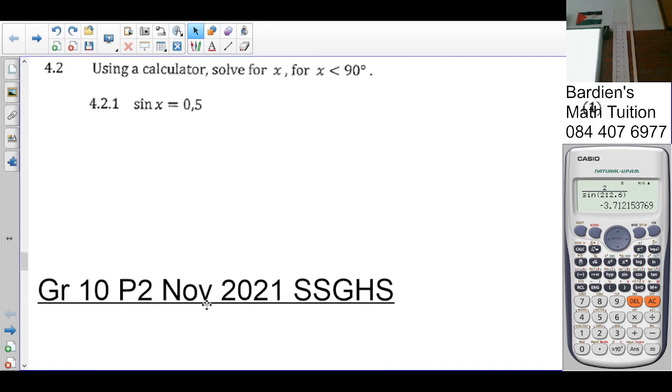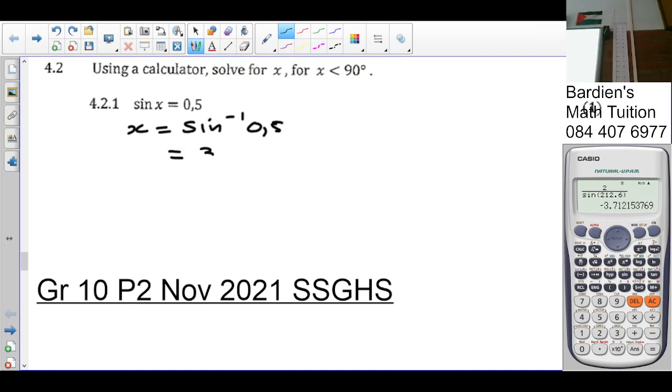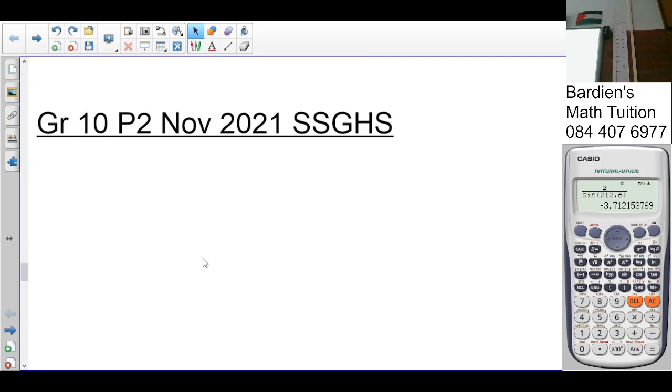4.2 says use a calculator, solve for x in less than 90. What does that mean? Your angle will be in the first quadrant. Okay, from 0 to 90 degrees. Sine of x equals 0,5. How do I get x on its own? Divide by sine. Arc sine. So arc sine of 0,5, which gives you 30 degrees. Not so? We've got the next question.